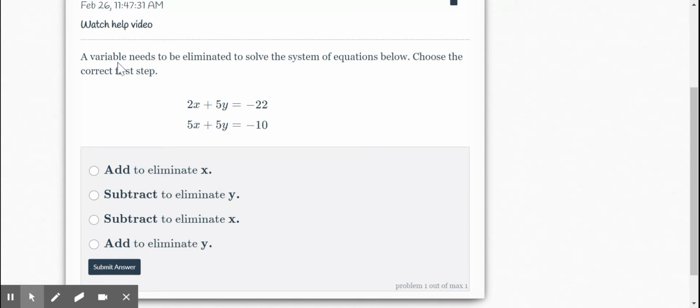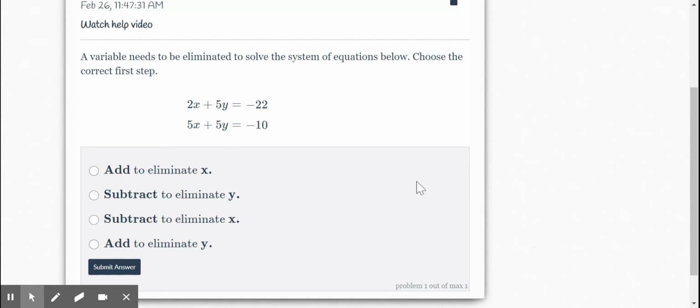So a variable needs to be eliminated to solve the system of equations below. Choose the correct first step. So we have 2x plus 5y equals negative 22, and then 5x plus 5y equals negative 10. Notice we have identical terms here. Whenever we have identical terms, we are going to be subtracting. So we know that it's not going to be the first choice and it's not going to be the last choice, because we're not going to be adding here, we're going to be subtracting.